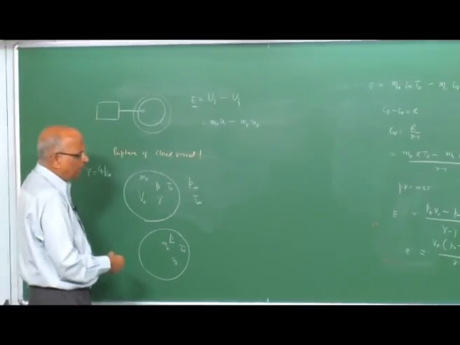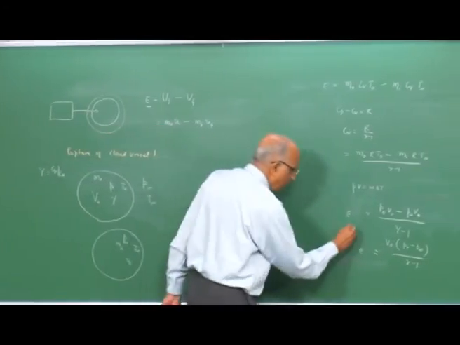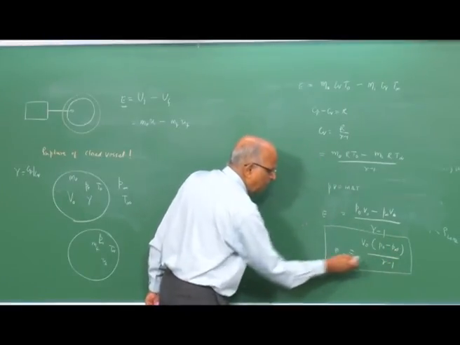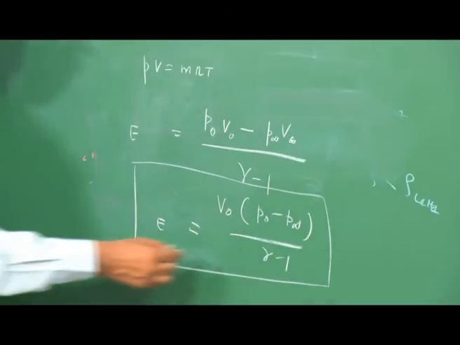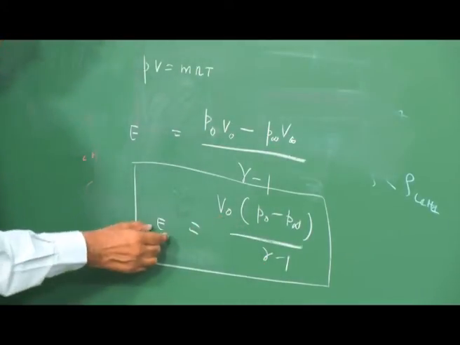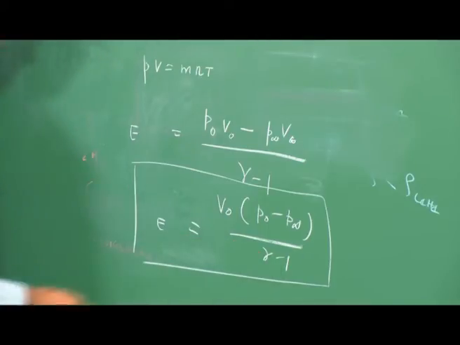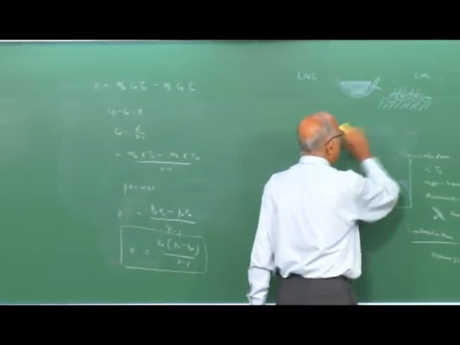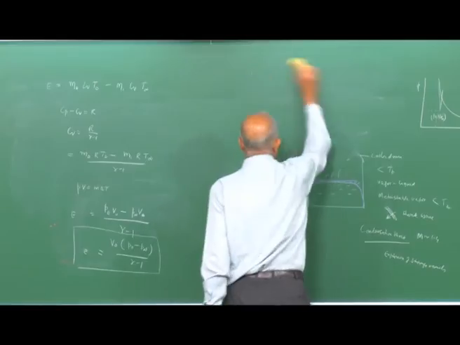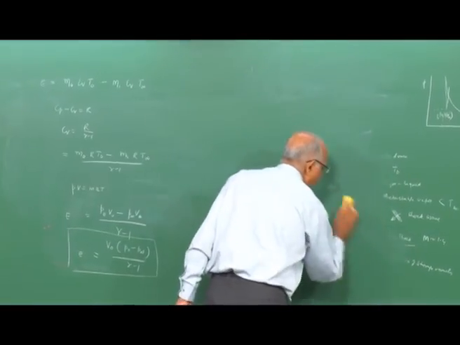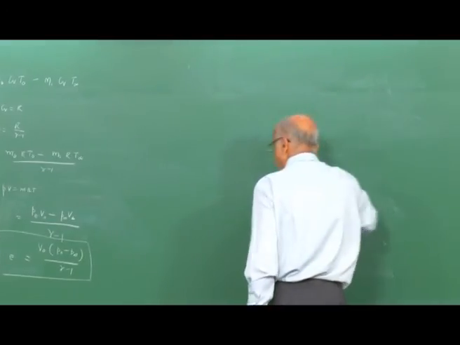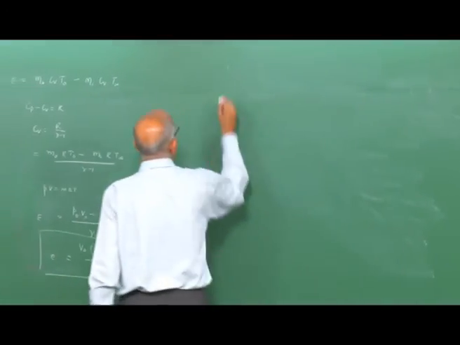For air gamma is 1.4. You find that small changes in gamma are going to affect the energy release. Therefore, let us take a look at gamma. What are the factors which influence gamma? Because it is not only the volume and the initial pressure, but also the value of gamma which influences the energy release, so let us see what gamma represents.